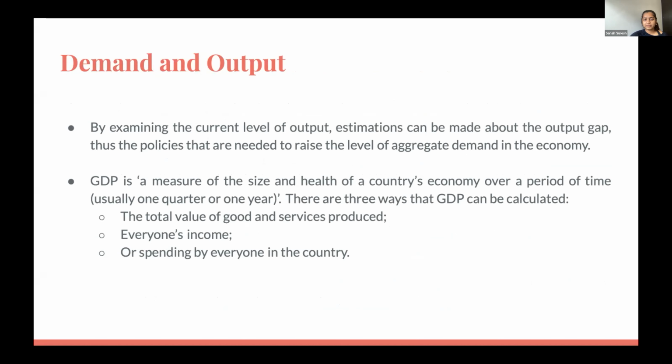The MPC's role is to keep inflation at its target, but it also supports the government's broader economic policies, including economic growth, which is reflected through GDP. By examining the current levels of output, estimations can be made about the output gap, and therefore the policies that are needed to raise the level of aggregate demand in the economy. The Bank of England defines GDP as a measure of the size and health of a country's economy over a period of time. There are three ways that GDP can be calculated: the total value of goods and services produced, everyone's income, or spending by everyone in the country. Currently, UK GDP increased in Q3 this year, but at a slower pace than projected in the August report.